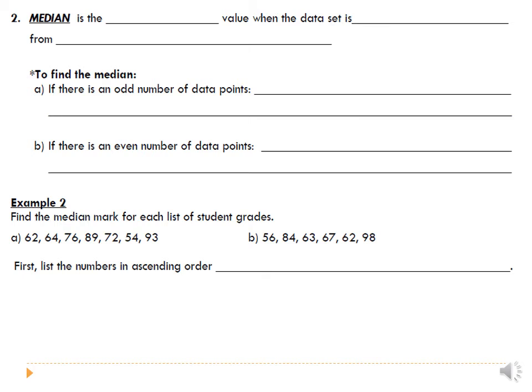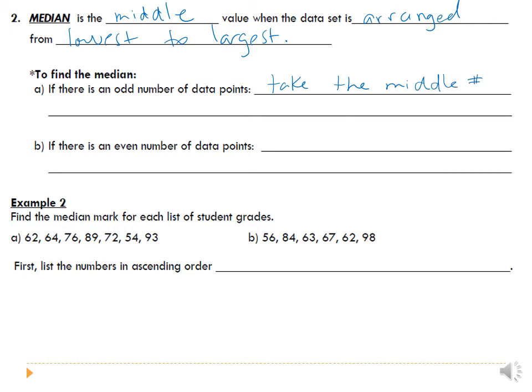The second measure of central tendency is the median, which is essentially the middle value when the data set is arranged from smallest to largest, from lowest to largest. To find the median, if there's an odd number of data points, you take the middle number. If there's an even number of data points, you take the average of the 2 middle numbers.